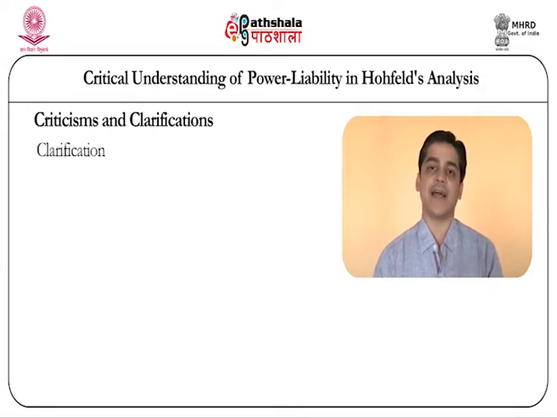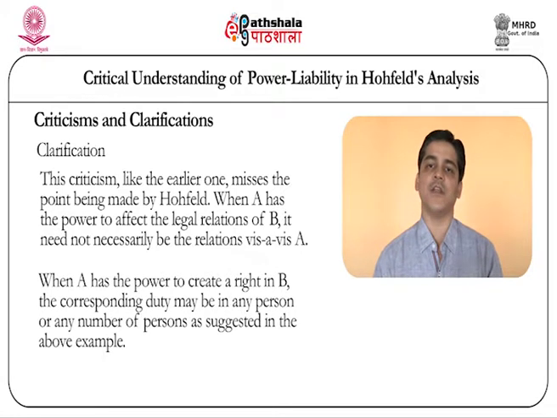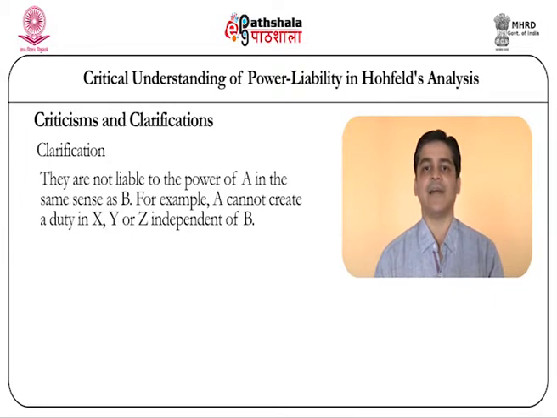Again here, we have to understand that Halpin has misunderstood the point being made by Hohfeld. It is true that when A has the power to alter the legal relation of B, it need not be the legal relation between B and A which is being altered. A might have the power to alter the legal relation of B vis-a-vis B and X, B and Y, B and Z, or B and X, Y, Z all put together. But X, Y and Z are not liable to the power of A in the same sense that B is. A definitely affects their legal relations, but only through B. The primary liability is that of B.